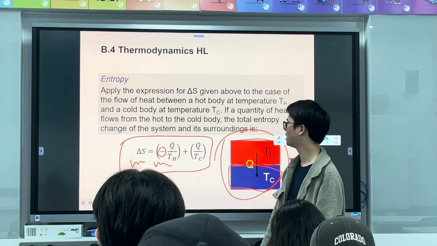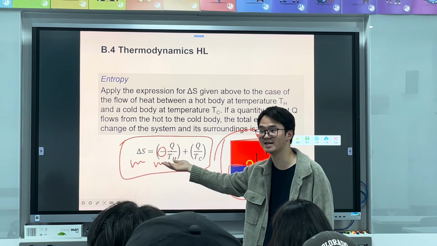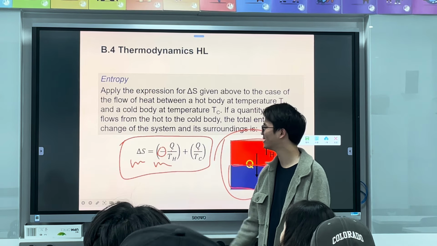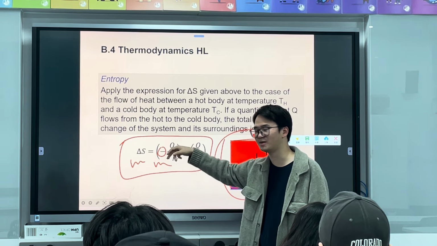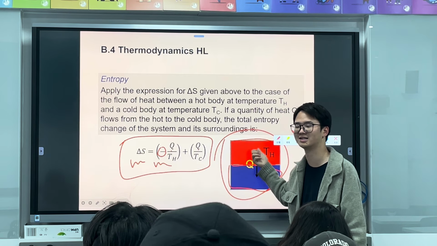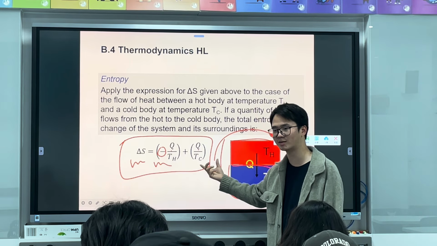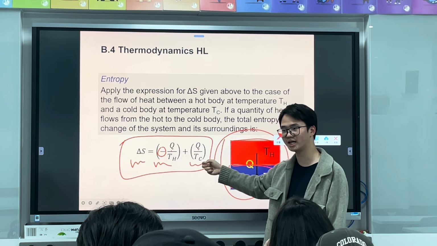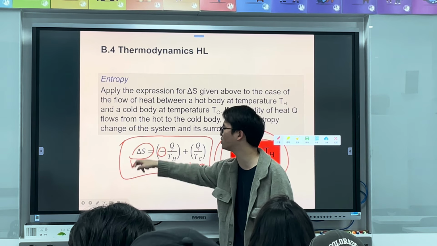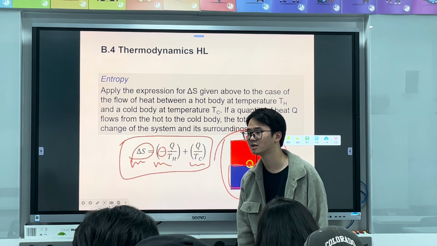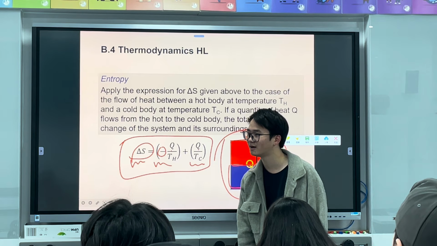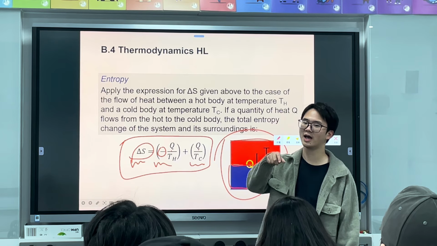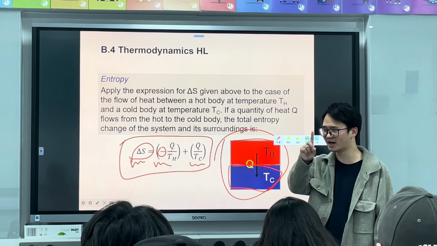Which means for the hot object, its entropy is decreasing. It makes sense because its temperature is going to decrease, since it's losing heat. For the cold object, since it's getting heat, its temperature will rise, so its entropy will increase. But overall, will the total entropy stay the same? Increase. Why? Because the total entropy of the system should always increase. And also, we can prove that.